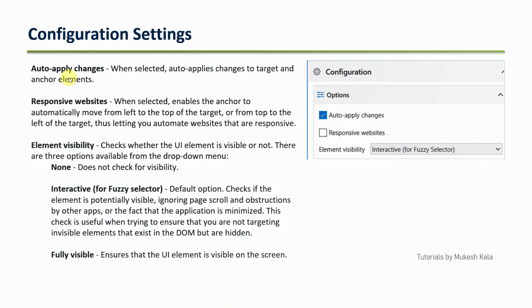The next option here is called responsive websites. When selected, this enables the anchor to automatically move from left to the top of the target or from the top to left of the target, letting you automate websites that are responsive. Now what exactly is this responsive website? Okay, so if I open a web page on the full screen, and then I simply shrink the website, it may be because my window size is small or I am opening the website on a mobile device. Most of the modern websites are now responsive.